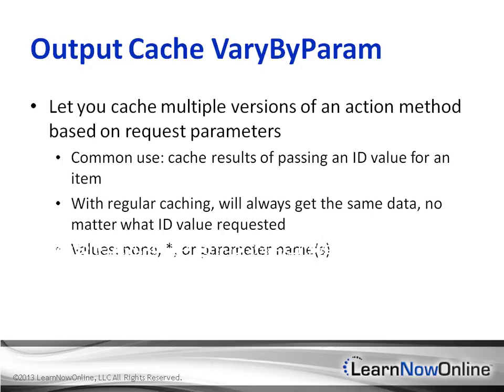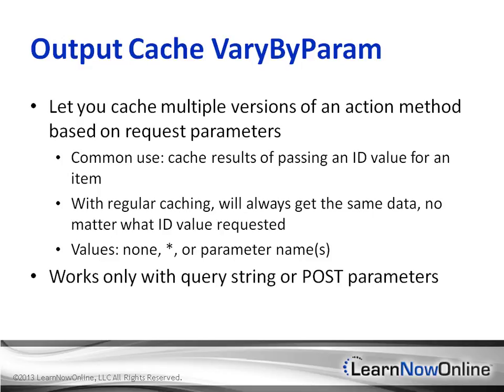All right, so the values that you can use are none at all, literally the word none, star, or a parameter name. And if you use multiple parameter names, you delimit with a semicolon. Now this option only works with query string or post parameters. This is probably the most confusing part of vary by param, and frankly one that I had to grapple with when I was starting to work with MVC.